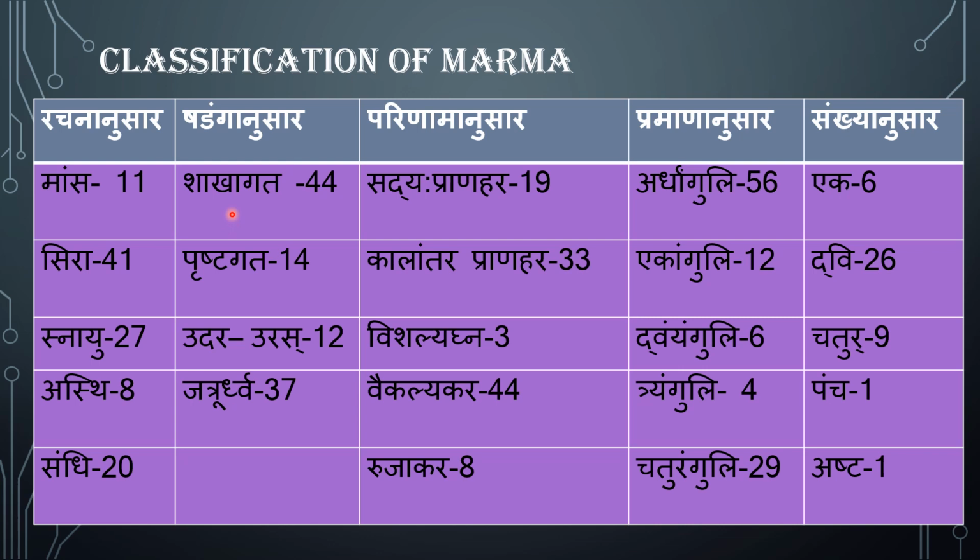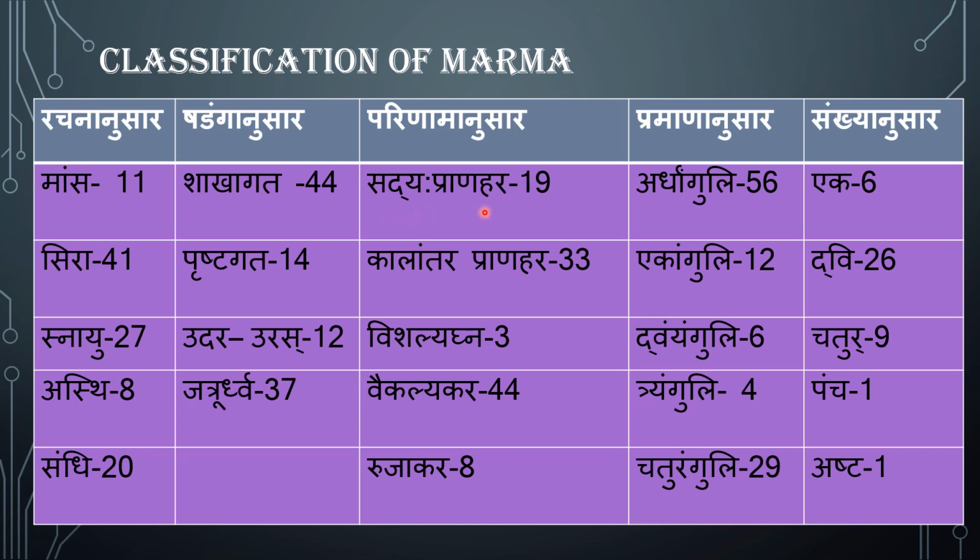So Shakhagata Marmas are 44 in number. Here 11 in each shakha, or 11 in each limb. So 11 into 4 shakhas, 44 in number. Prushtagata, back, 14. Udara Uras, that is chest and abdomen, 12 in number. And Jatrudhva, that is above the Jatru, or according to modern science we can consider it as head and neck, 37 in number.